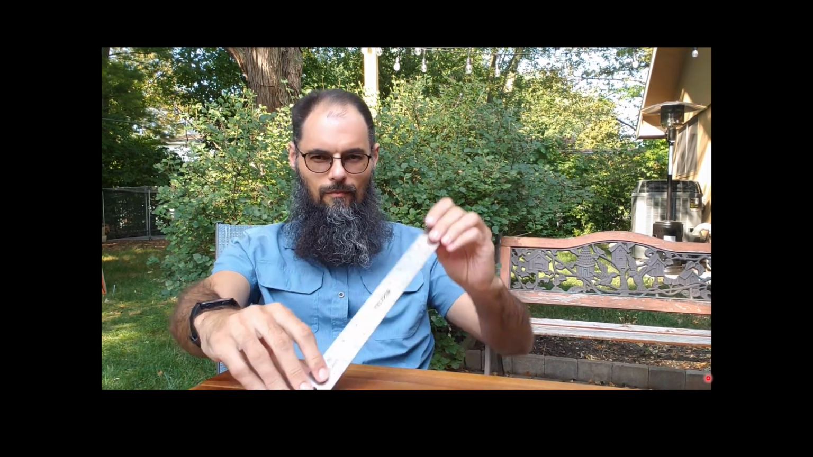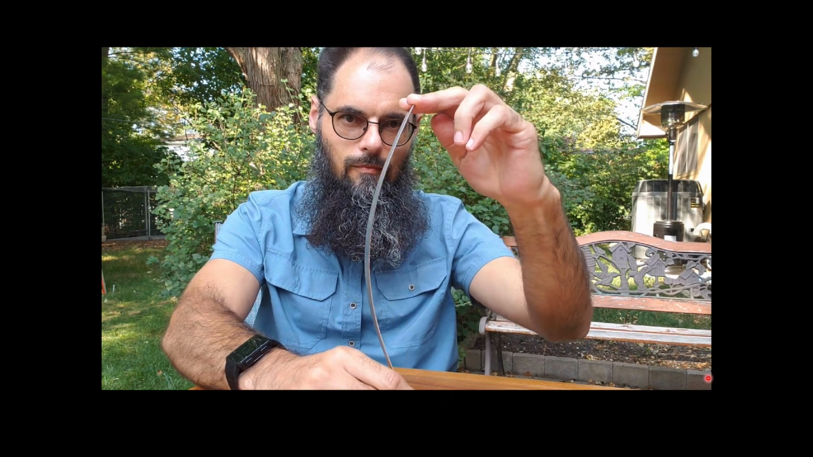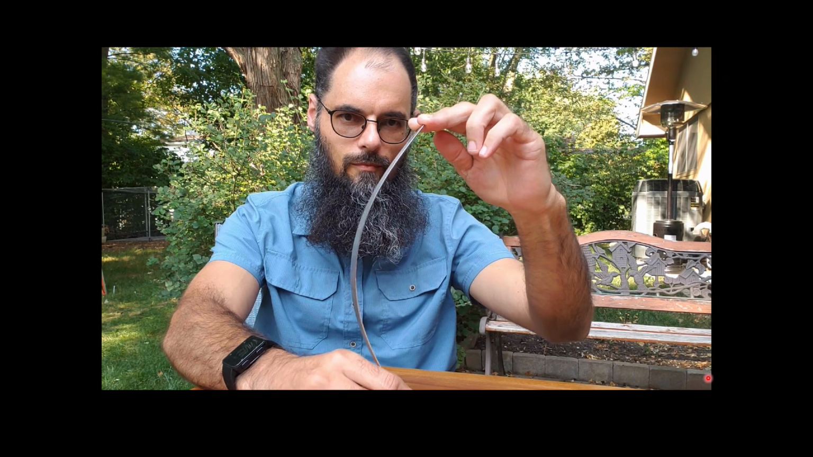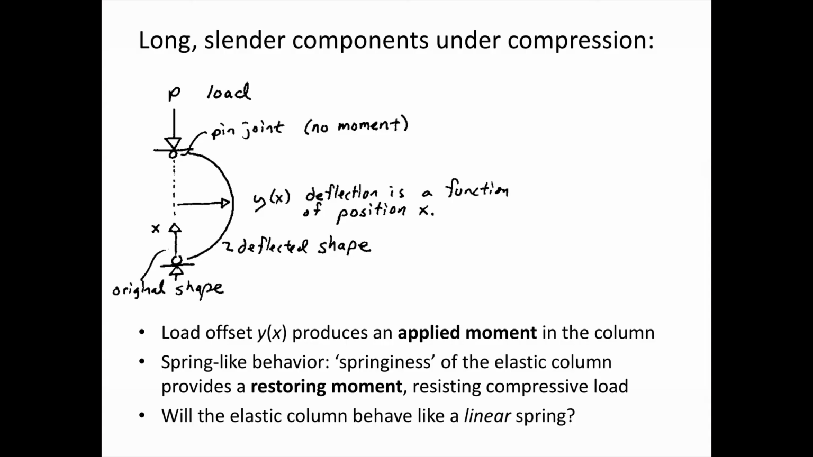So here I'm bending it, and here I just can't resist thinking of it in terms of partial differential equations, how it's going to vibrate. But here I'm pushing on it, and it's bowing out as I described. So there's an applied moment and a restoring moment that's pushing back. So what kind of component does this remind you of?